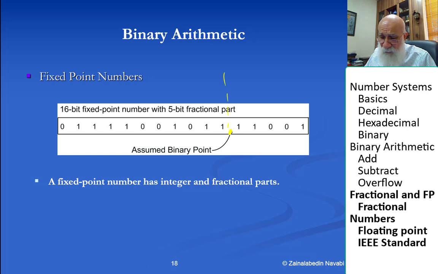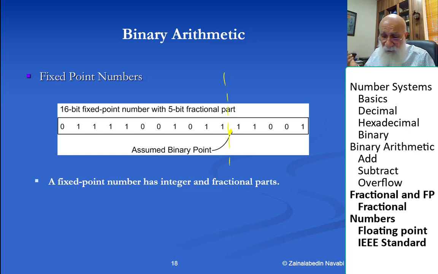You assume there is a binary point in this position, and anything to the right of that is the fractional part. Anything to the left of that is the integer part. Okay? This notation is called fixed point number representation. That means the number is fixed, is right over here.